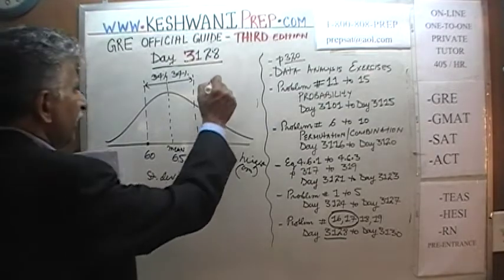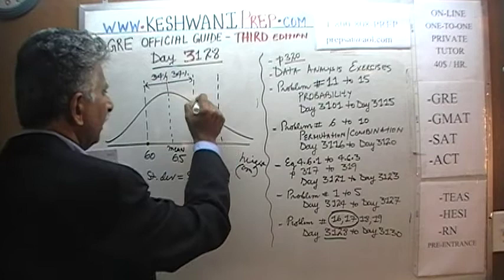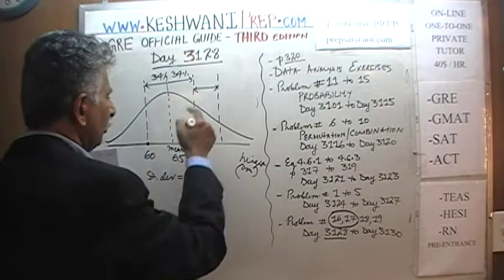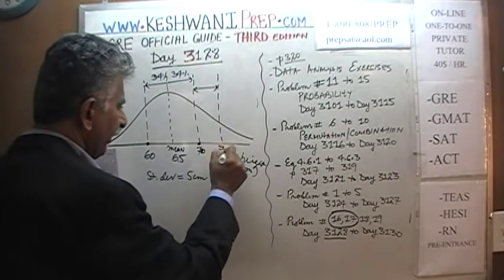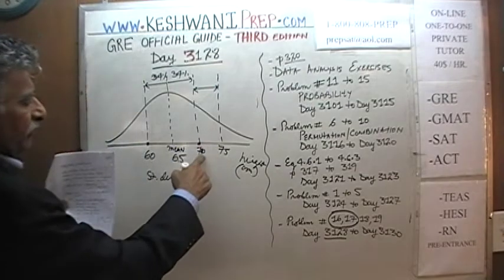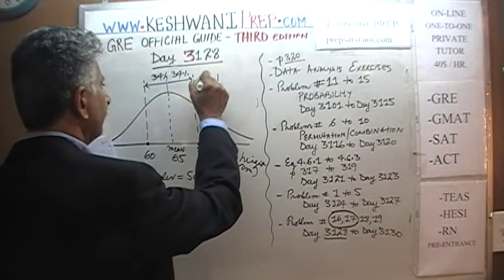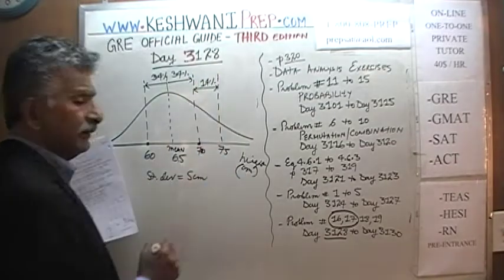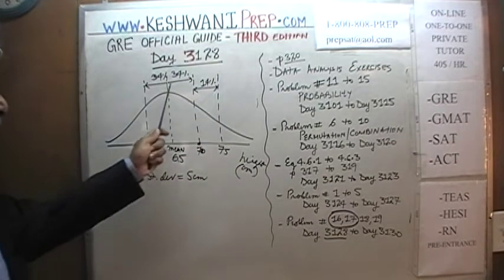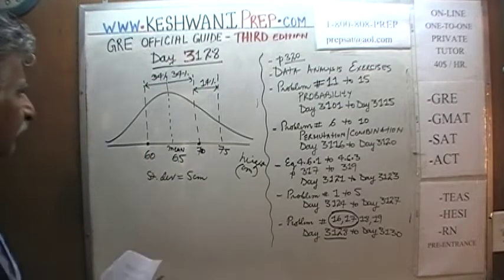If we go one more standard deviation away from the mean, two standard deviations above the mean, we are at 75. And by the time we get there, from the first standard deviation to the second standard deviation, we'll capture another 14%. It's not that difficult to memorize. It's not difficult to know. It's 34 and 14. It can be simpler than that.